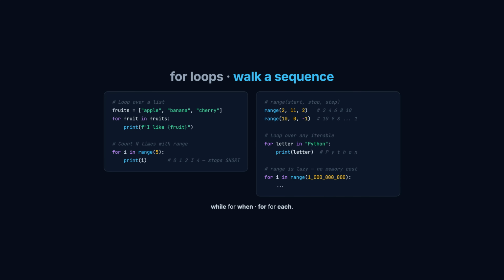While is open-ended: you say keep going until some condition stops being true. For is different. For loops walk through a sequence one item at a time. You do not write a condition. You write for each item.